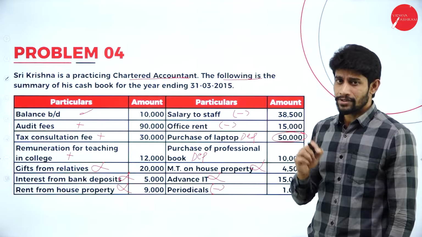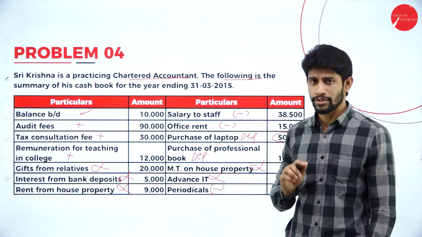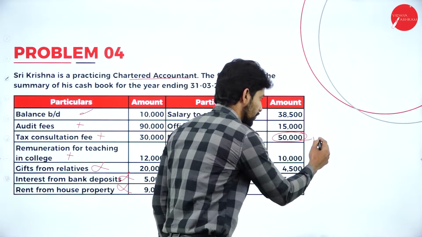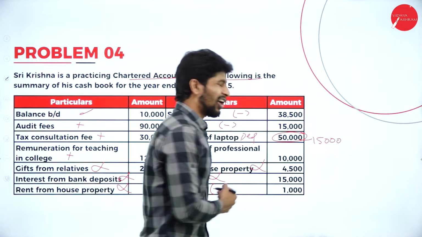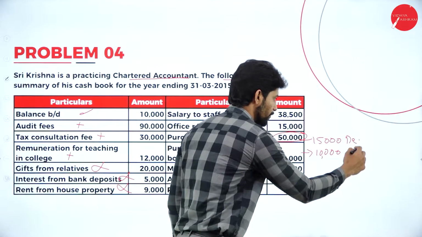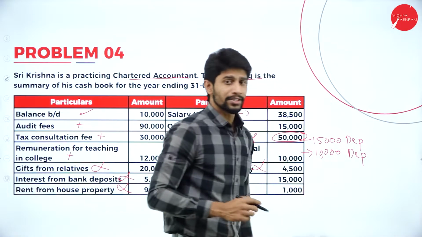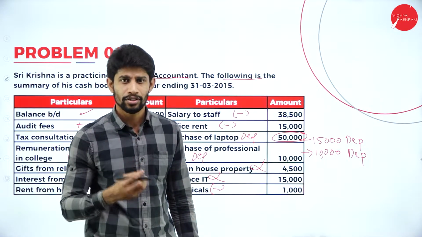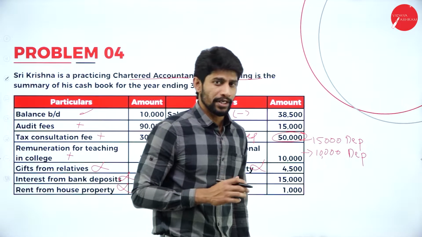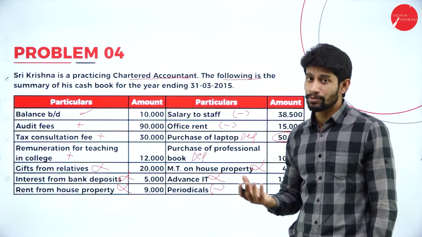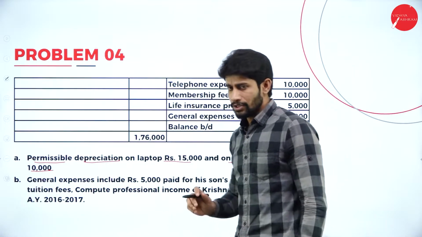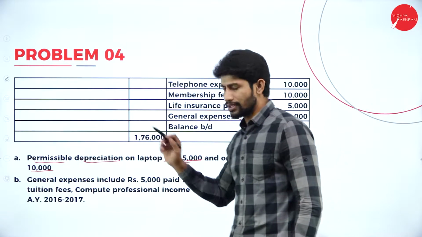As I said, on the purchase of the laptop we can give depreciation. So what is the depreciation we can give? We can give depreciation of 15,000 on the laptop. On books we can give 10,000 rupees of depreciation, because the purchase is a capital asset to your profession. So you can't claim the whole amount as expenditure; you can claim the depreciation as expenditure. On any purchase you can give depreciation, but you can't consider the whole purchase value. Next one, permissible depreciation on laptop 15,000 and on books 10,000, finished.